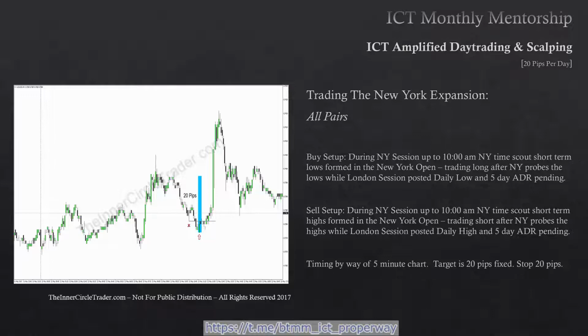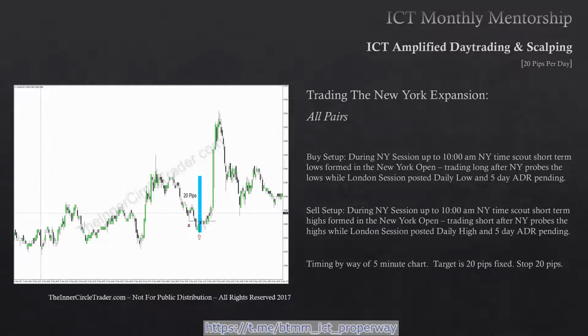The sell setup is just the opposite. During New York session up to 10 a.m. New York time, we're going to be scalping short-term highs formed in the New York Open session, trading short after New York probes the highs while London session posted the daily high, and the 5-day average daily range for that particular day is yet to be fulfilled or pending. Again, the same scenario here, just reversed.